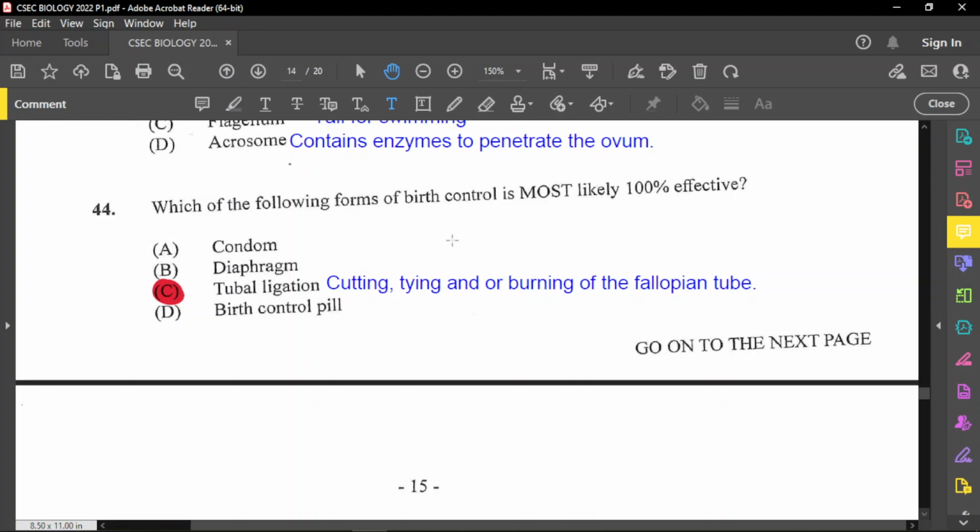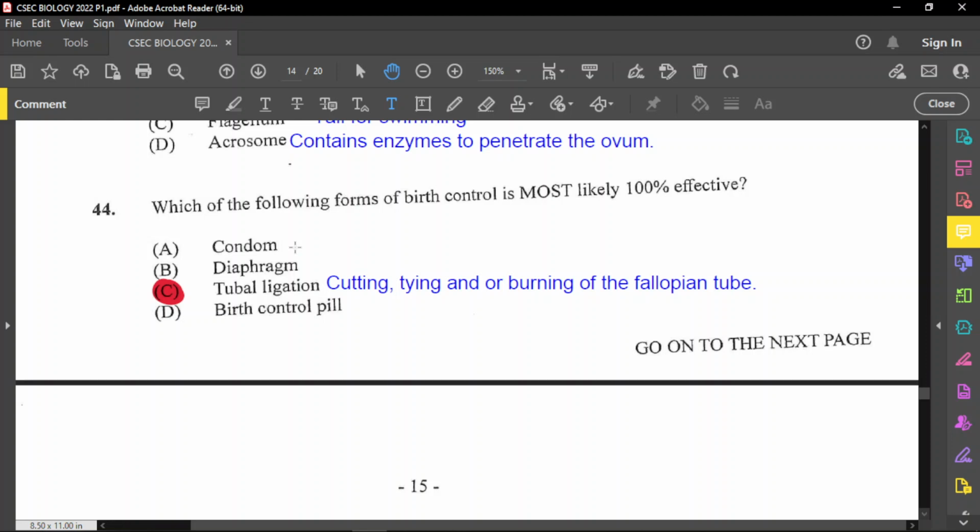So 44. It says, which of the following forms of birth control is most likely 100% effective? And the most effective one right here, condom is good. Really, really good. But again, it's not 100% effective because it can burst.